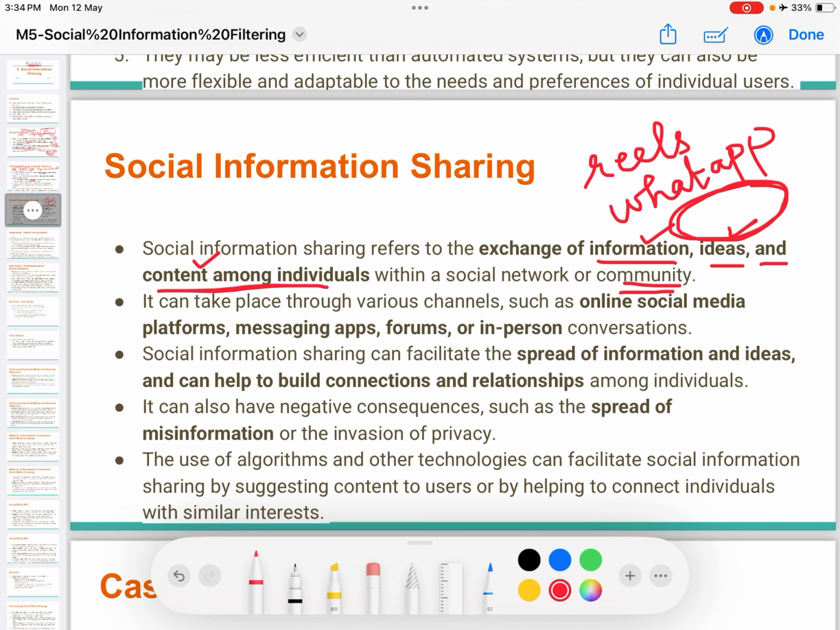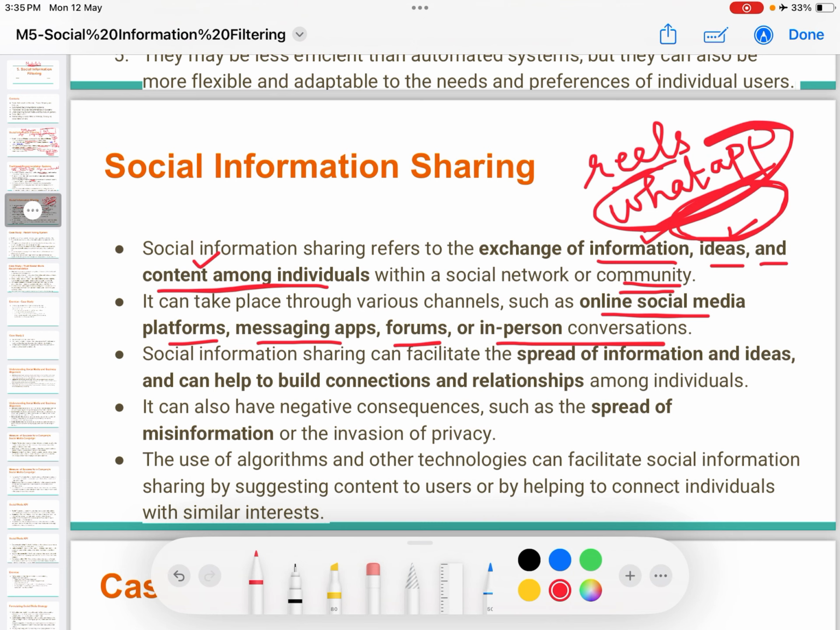It can take place through various channels such as online social media platforms, like I said, Reels, WhatsApp chats. These are online social media platforms. Messaging apps, WhatsApp is a messaging app. Forums or in-person conversations. Social information sharing can facilitate the spread of information and ideas and can help to build connections and relationships among individuals.